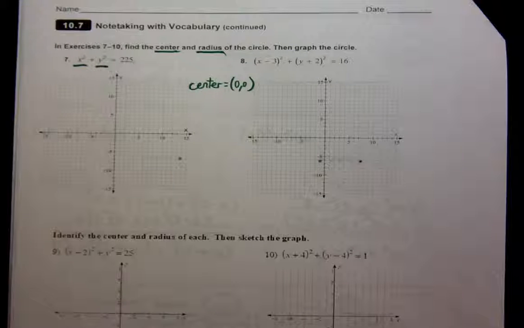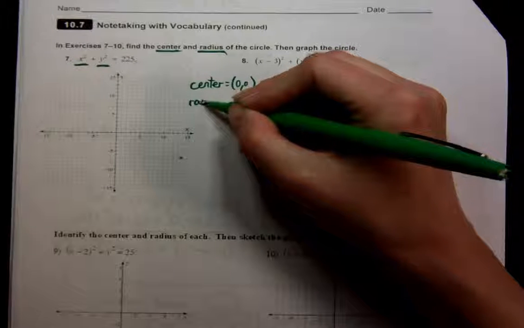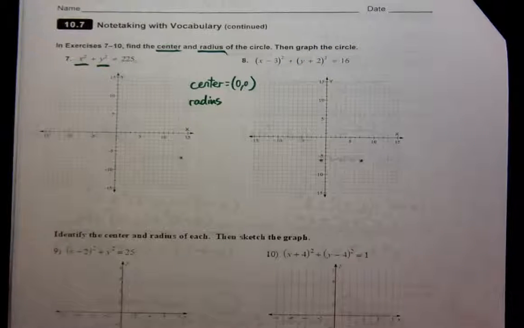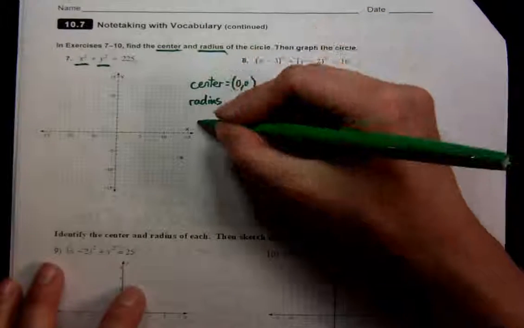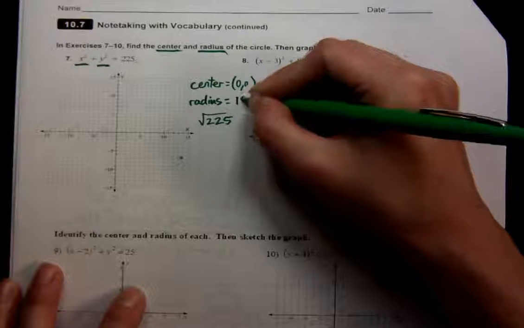Alright, so what is our radius, or how do I find the radius for number 7? I don't need the distance formula, it's a lot simpler. 225. Yeah, square root of 225. Can someone plug that in your calculator? Equals 15.